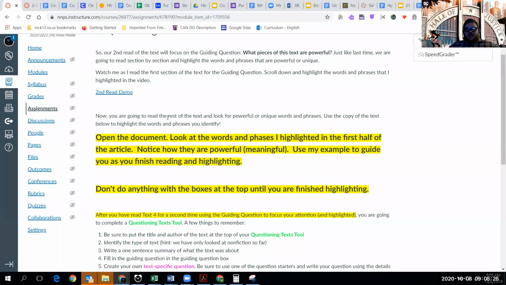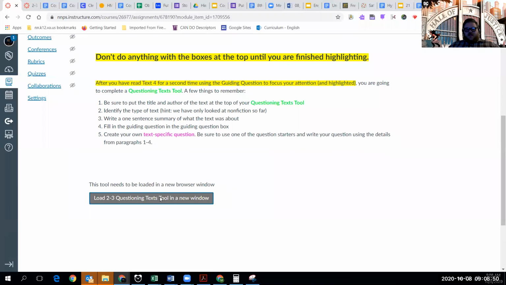So what are you going to be doing? You're going to go in and do a second full read. That means you're actually going to focus in on the specifics. You're going to really read it, not skim, not scan, but actually read it. Then you're going to look for words and phrases that are meaningful and powerful, like we just reviewed. All right, open your text tool.